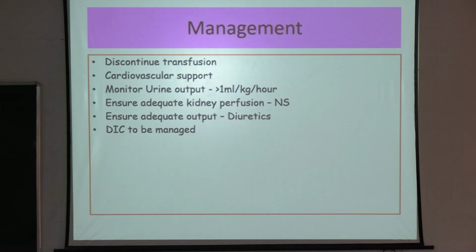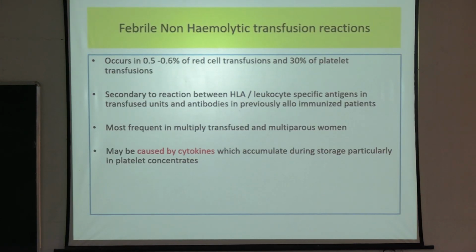How will you manage this patient? The blood which is transfused, you have to stop. You have to stop the blood transfusion. You will have to monitor the urine output, because the destruction happens in kidney also. So kidney also may be damaged. You will have to give diuretics to ensure the blood is cleared. Kidney perfusion should be maintained, and DIC you should manage.